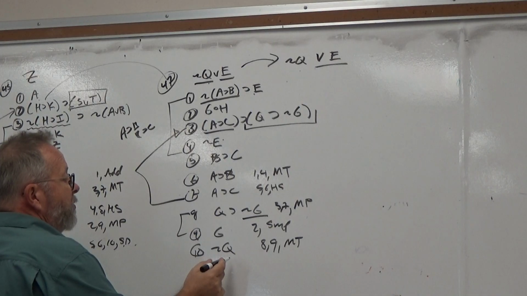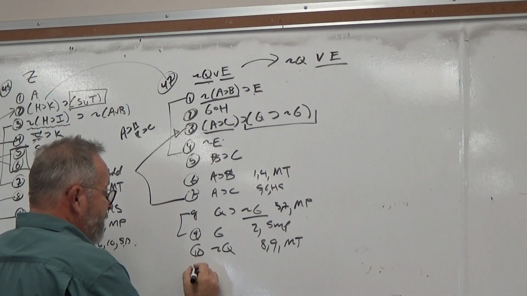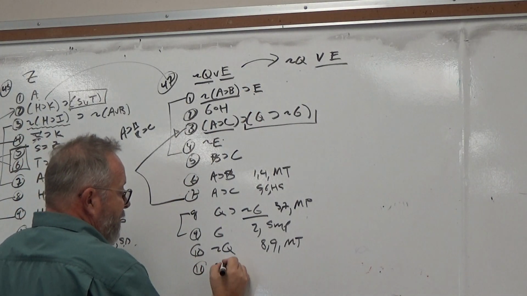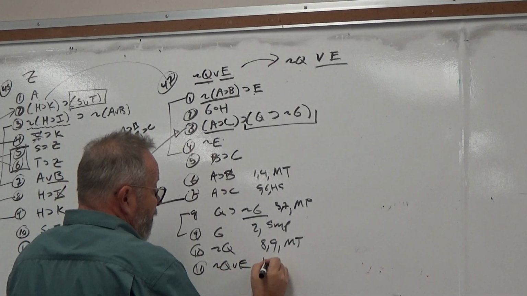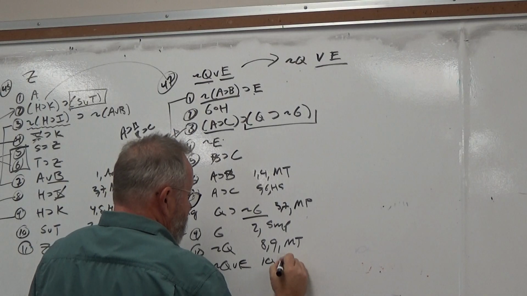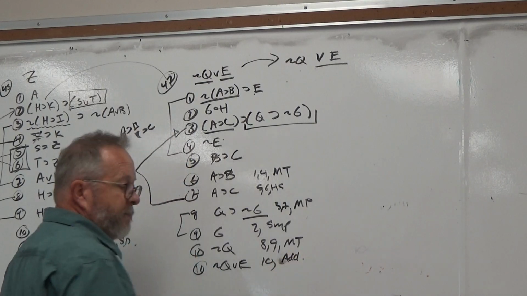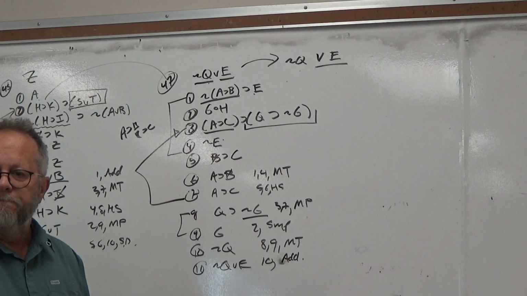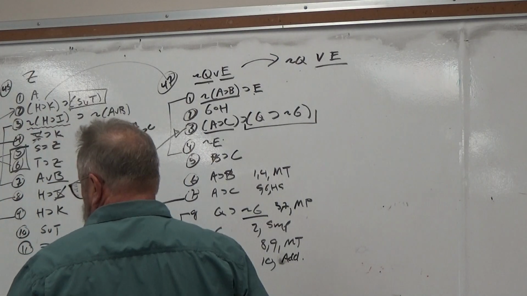I have a not Q, I need a not Q or E, so the next step is easy, not Q or E from 10 by, oops, I was about to do it wrong, by addition, and we're done. Okay, that's 47.